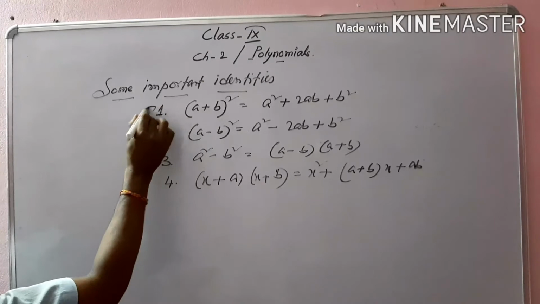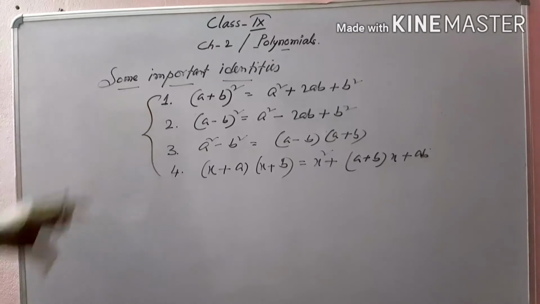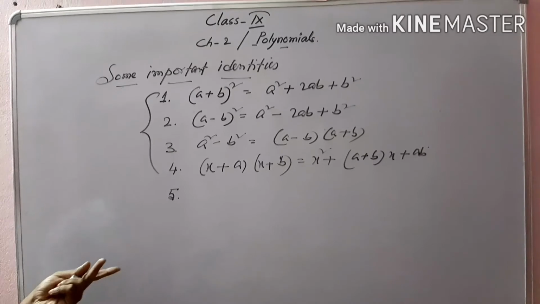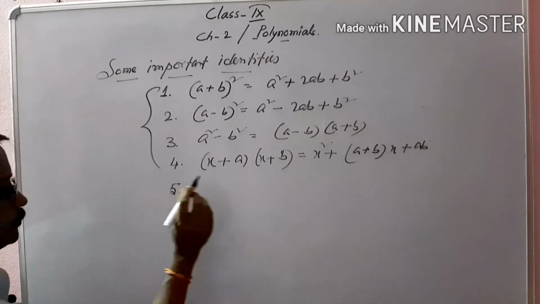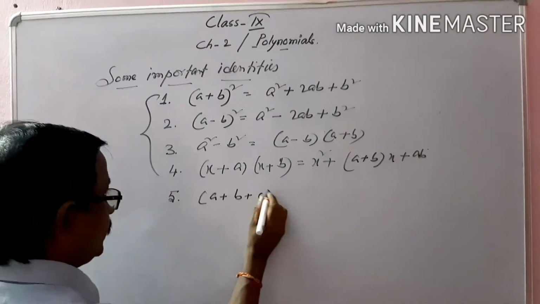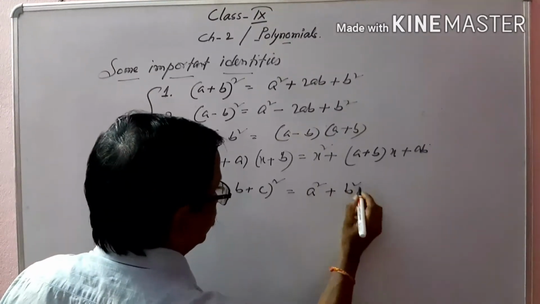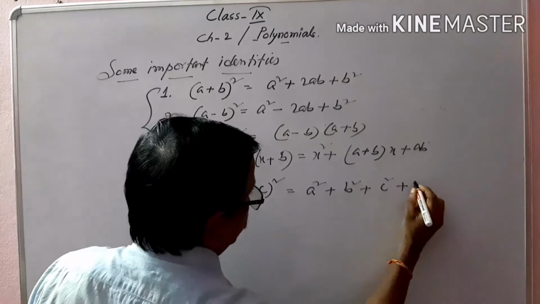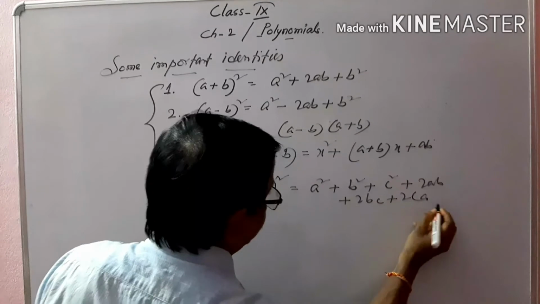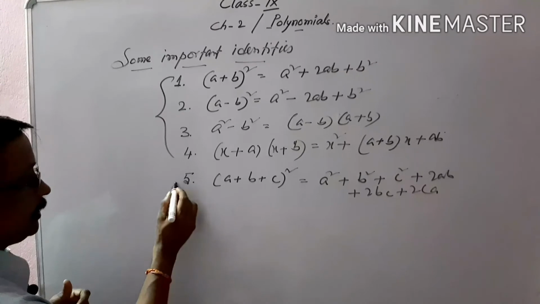So up to this one, 1 to 4, you have learnt in class 8, you know these 4 identities. But in class 9, this one you are getting for the first time, and I will show how to verify this one. So what is there? (a plus b plus c) whole square equals a square plus b square plus c square plus 2ab plus 2bc plus twice ca. I am showing how to derive this formula, how to verify this formula.